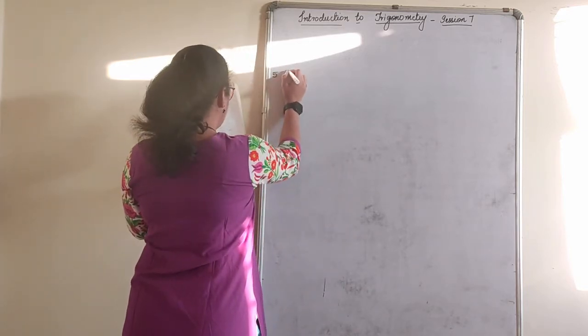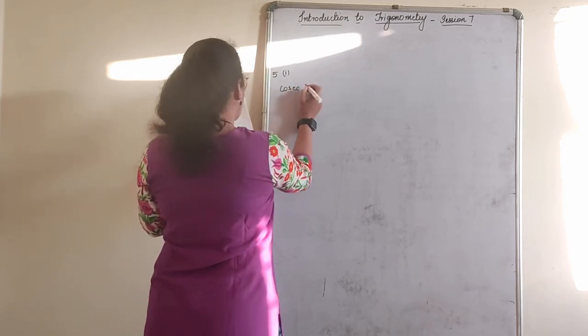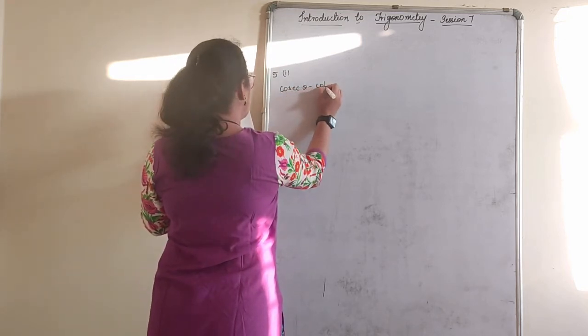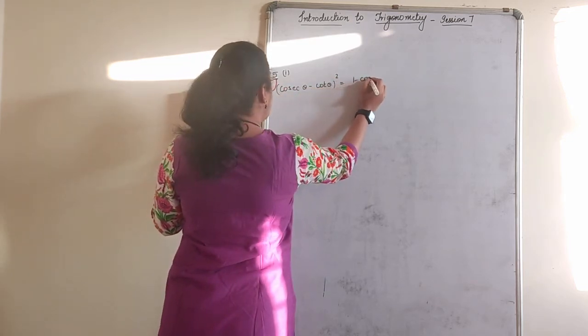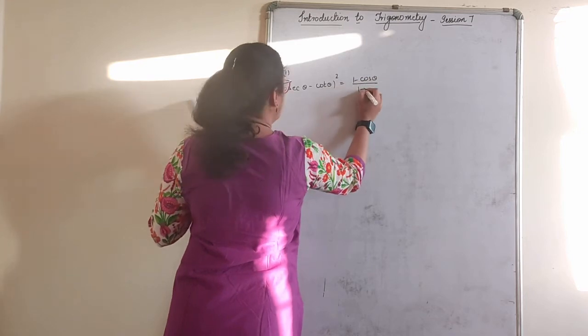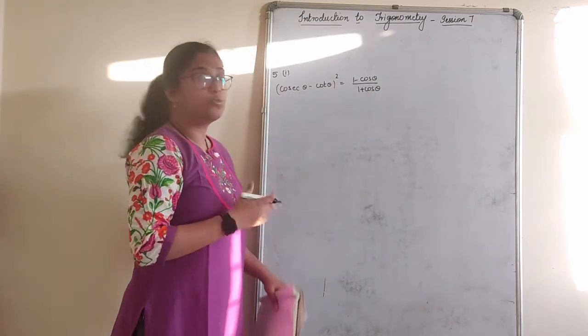So, fifth problem, first one: prove that (cosec theta minus cot theta) whole square is equal to (1 minus cos theta) divided by (1 plus cos theta). There are some sums, as we see here, where it is to prove.